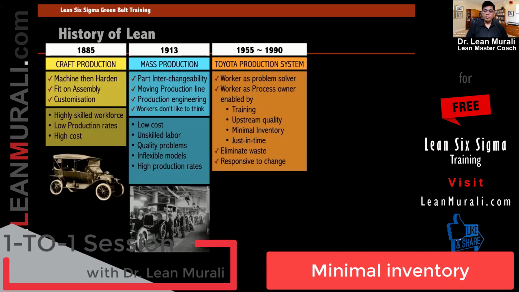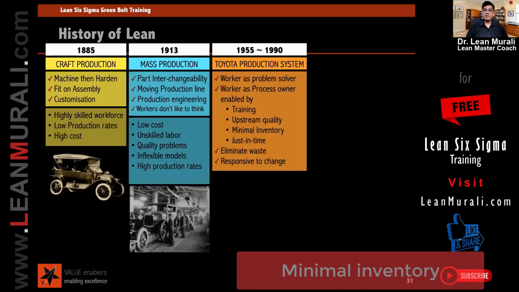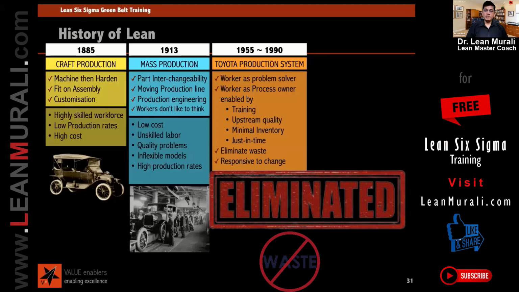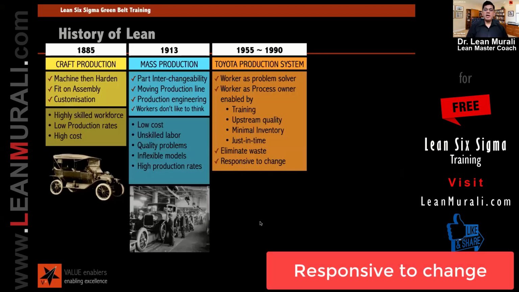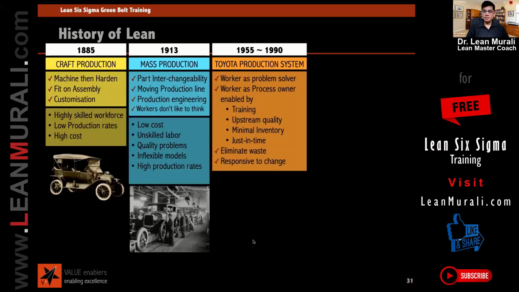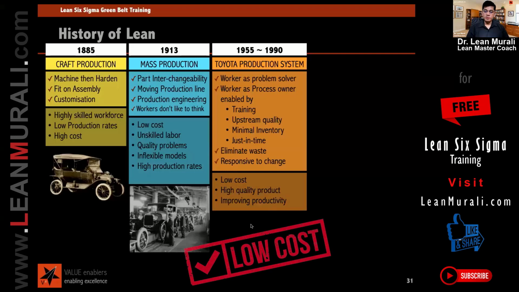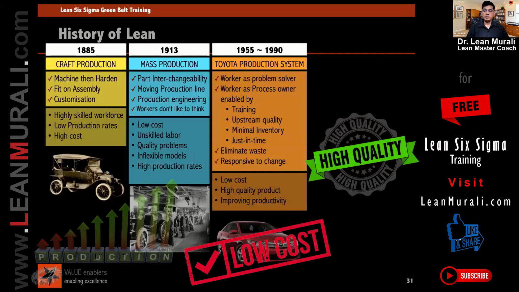Operating with minimum inventory, and making sure that the right quantity is produced at the right time and delivered at the right location. These are the principles of just in time. Of course, the concept of eliminating waste and quick response to changes was built in as a part of the Toyota production system. In the Toyota production system, there was low cost, quality was also good and productivity was amazing.